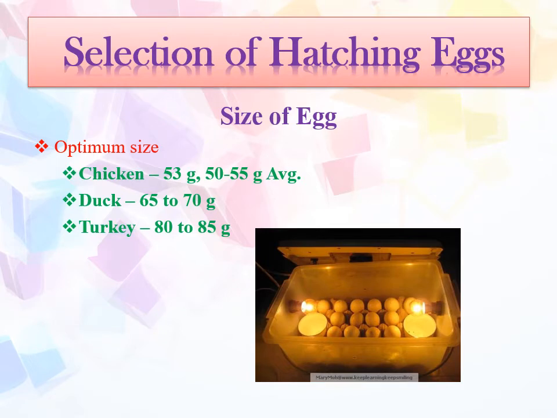So here you can see the optimum size for a chicken egg to put into incubation, whether by natural or artificial method, should be around 53 gram. On an average 50 to 55 gram. Duck eggs are generally larger, so the optimum size is 65 to 70 gram. And for turkey it is again larger than chicken and duck, so it is 80 to 85 gram.